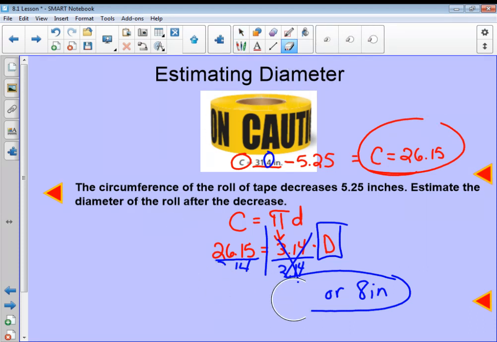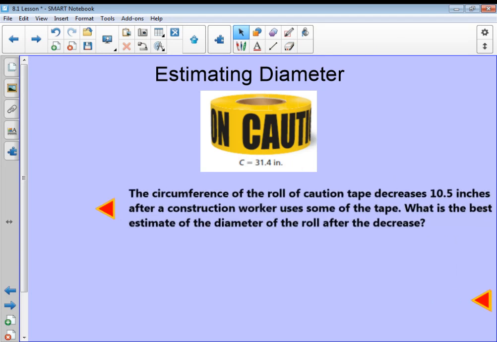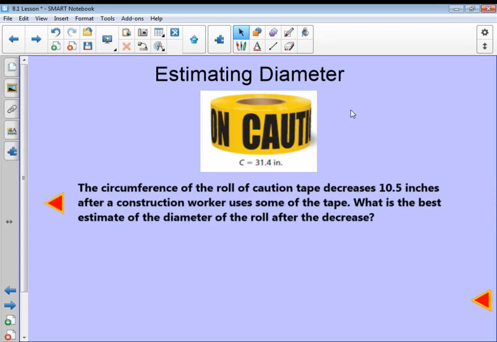Okay, so let's try one more of these. Okay, the circumference of the caution tape decreased 10.5 inches after a construction worker uses some of the tape. So we're going to say this is what it started out with when we bought it, is 31.4, and it decreased 10.5 inches for the circumference after the construction worker used it. What is the best estimate of the diameter of the roll? So it decreased 10.5 inches. So I want you guys to pause your video, work your way through this one and see if you can find out, just go to the nearest whole number, what your diameter of that tape is now.